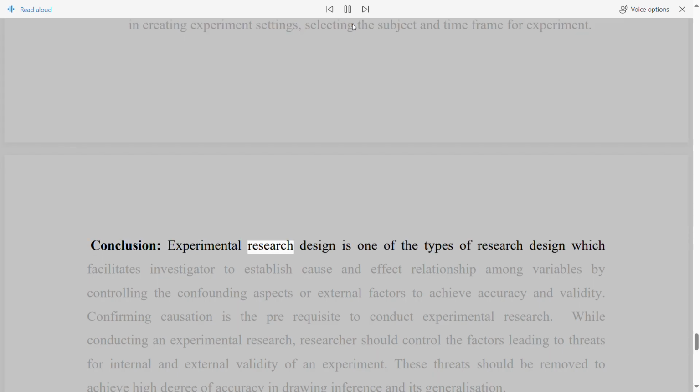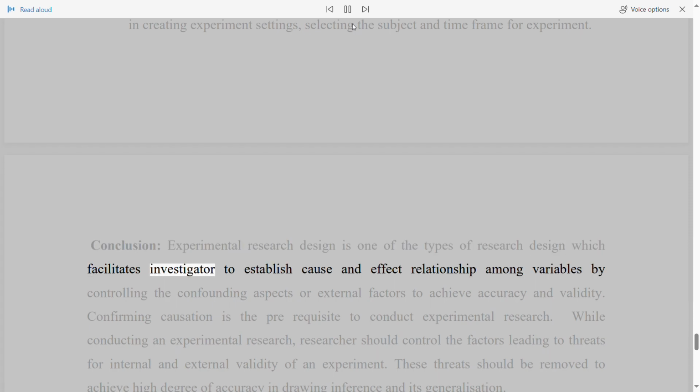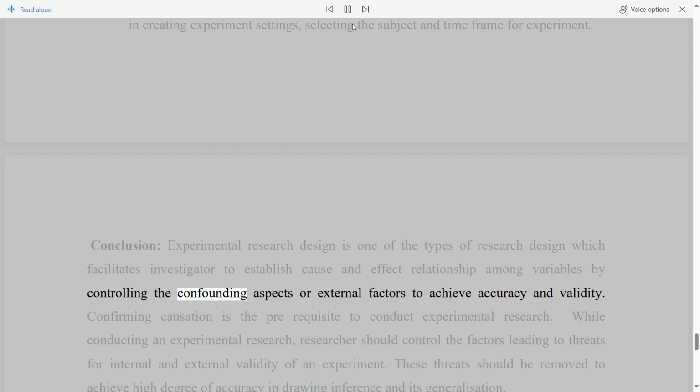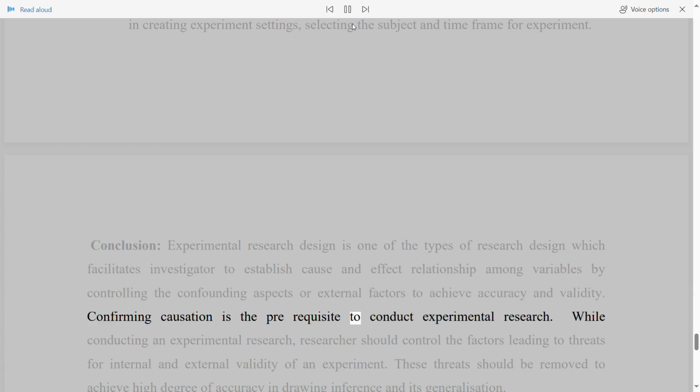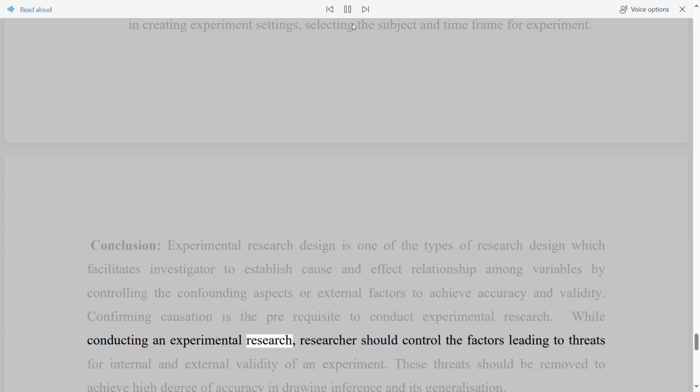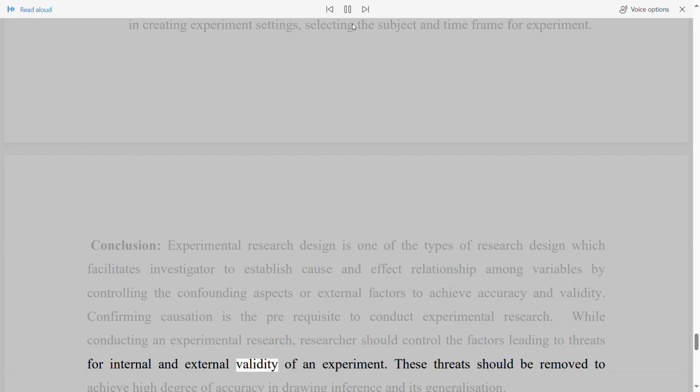Conclusion: experimental research design is one of the types of research design which facilitates the investigator to establish cause and effect relationship among variables by controlling the confounding aspects or external factors to achieve accuracy and validity. Confirming causation is the prerequisite to conduct experimental research. While conducting experimental research, the researcher should control the factors leading to threats for internal and external validity of an experiment. These threats should be removed to achieve a high degree of accuracy in drawing inference and its generalization.